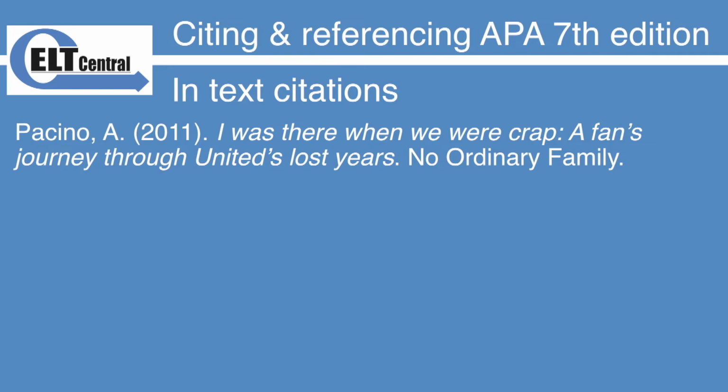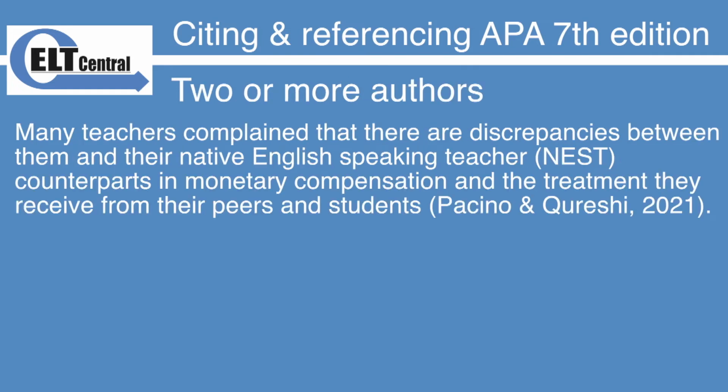All right, so moving on to authors. The rules are very similar, but they're a little bit different. So this text was lifted from a research paper that Pfizer and I did on teacher attrition rates in Saudi Arabia. The text here: many teachers complain there are discrepancies between them and their native English-speaking teacher, NEST, counterparts in monetary compensation and the treatment they receive from their peers and students. Pacino and Qureshi, 2021. And what I've done here is used the information from the original, but I put it in my words, so there's no rabbit's ears and there's no page number.